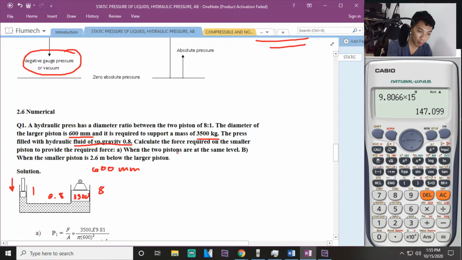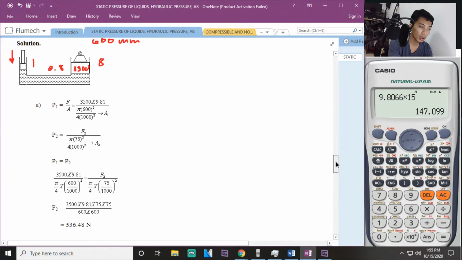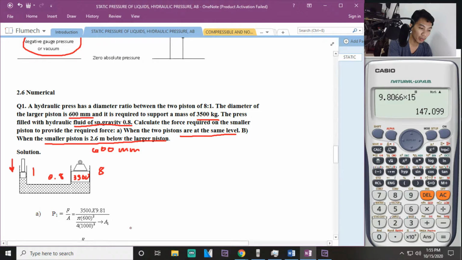When two pistons are at the same level, ibig sabihin equilibrium. B, when the smaller piston is 2.6 meter below the larger piston. So, for pressure 1, alamin muna natin yung magiging pressure niya. Okay? Since pressure is equal to force over area, yung force dito kasi na dapat mong applyan ng pressure is yung mass. O di mass times 3,500 times 9.81 na gravitational acceleration. Magiging newtons na lang yan.